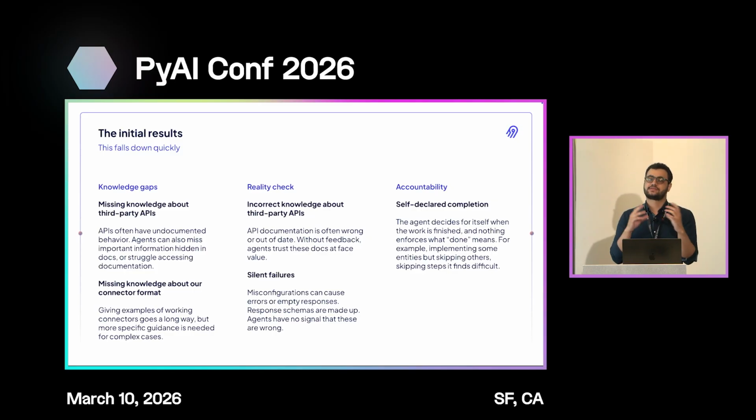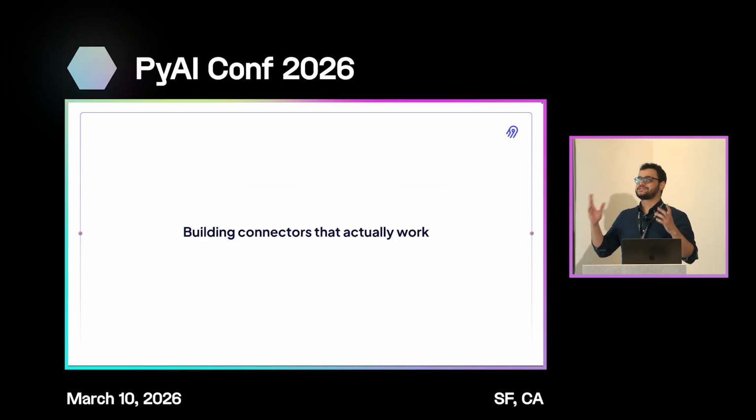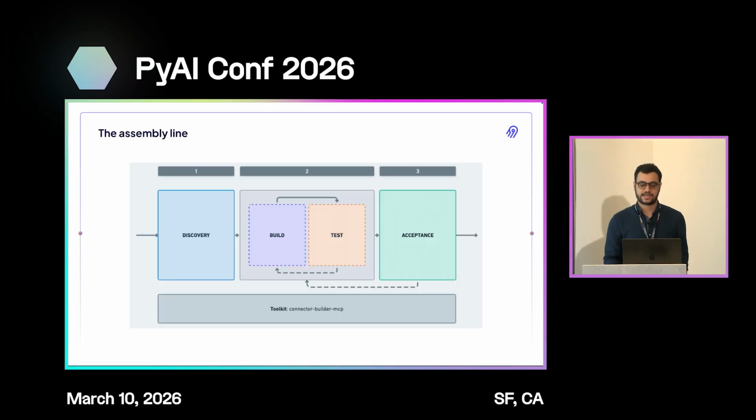And that comes back to the agent declaring its own completion without anything external to hold it to some additional standards. Given those things that we are seeing, how do you actually have a system that builds connectors that work? Iterating on this process, we arrive at the assembly line of our factory that's broken down into some phases. One is discovery, then our build and test loop, and then acceptance. And we'll get into those in some more detail.